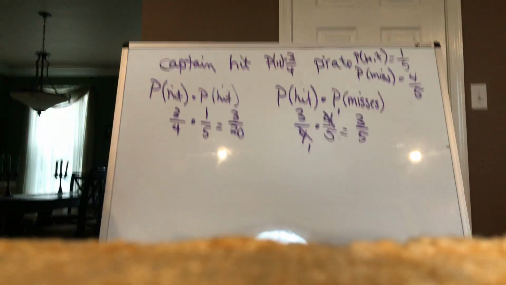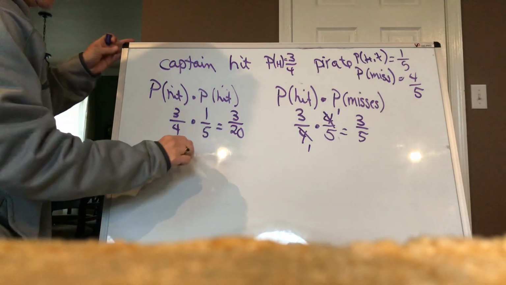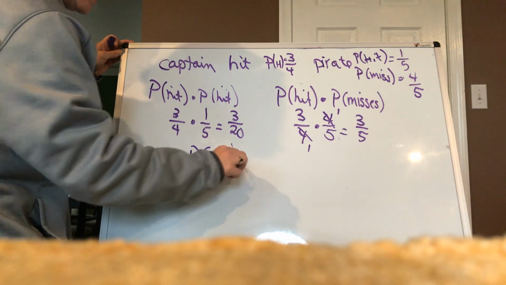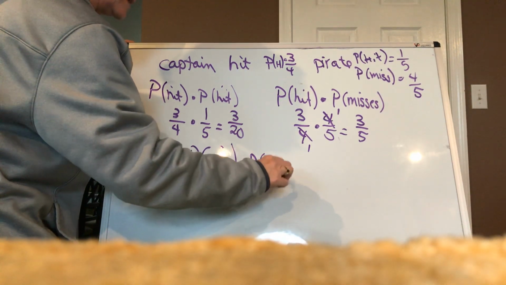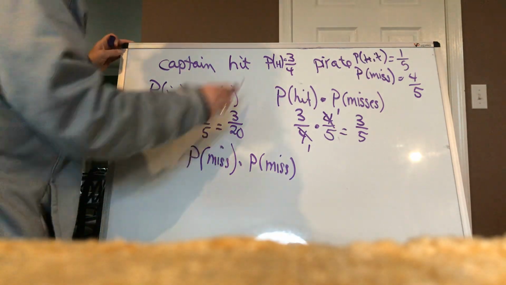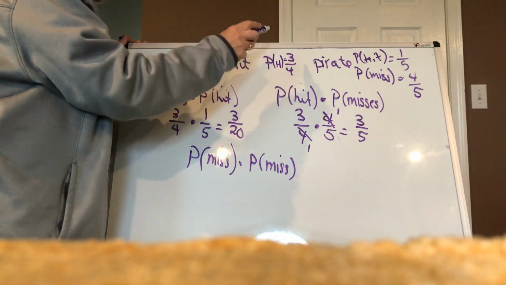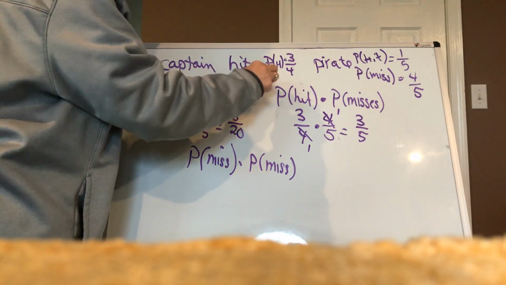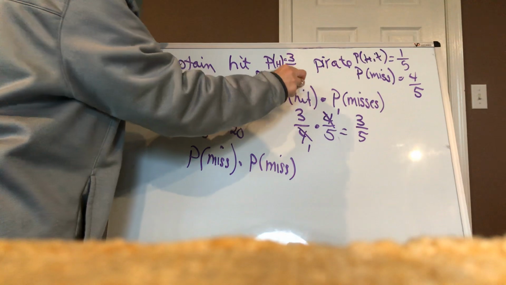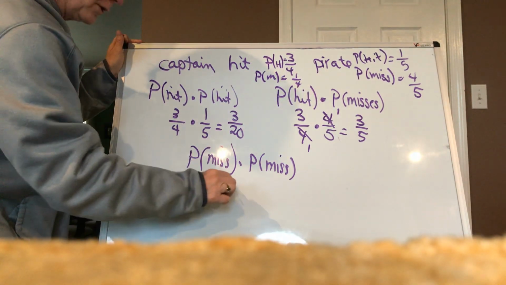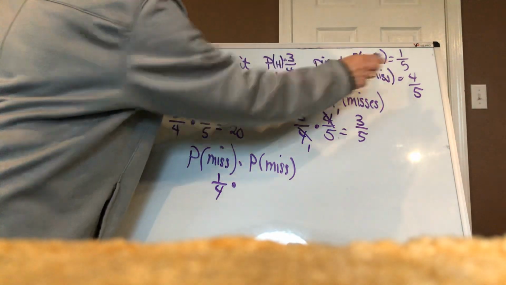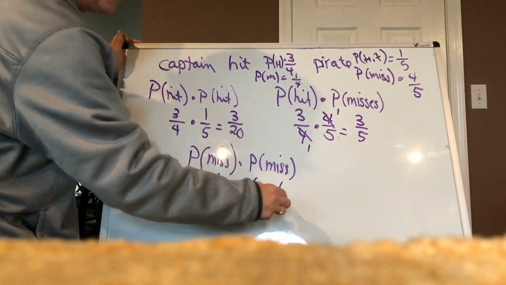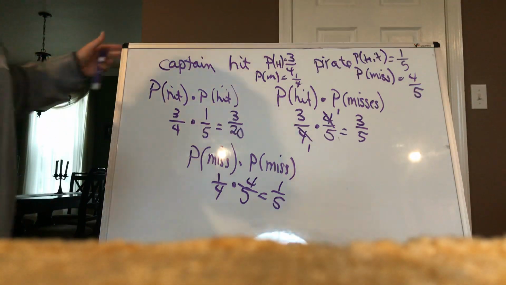All right. If they both miss, probability that the captain misses times probability that the pirate misses. Okay, well, let's go back up here. So the probability that the captain hits is 3 out of 4. So if he's hitting 3 out of 4, isn't his miss 1 out of 4? So missing 1 out of 4 times, we already figured out pirate missing is 4 out of 5. This would end up being 1/5. So that's how you do that type of problem.